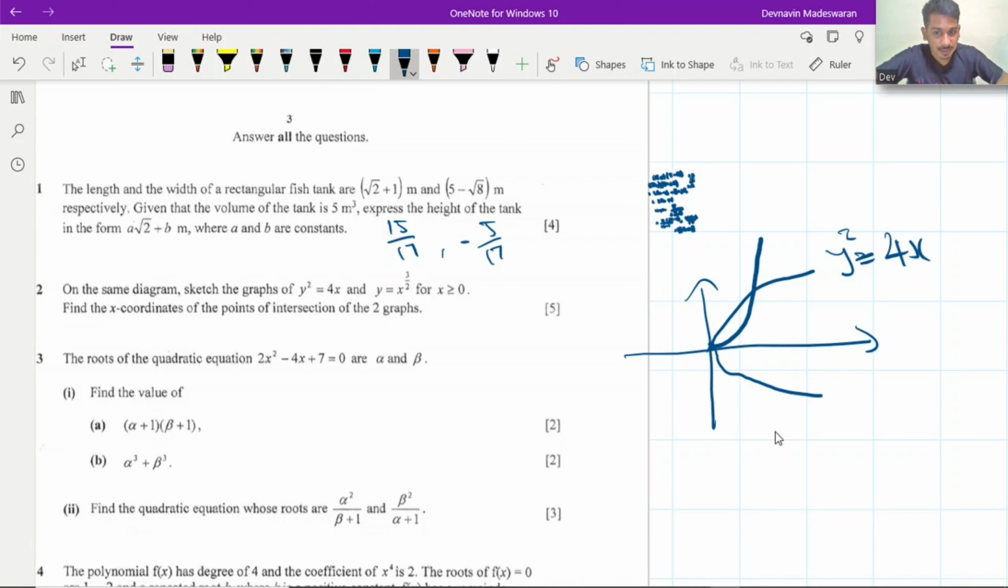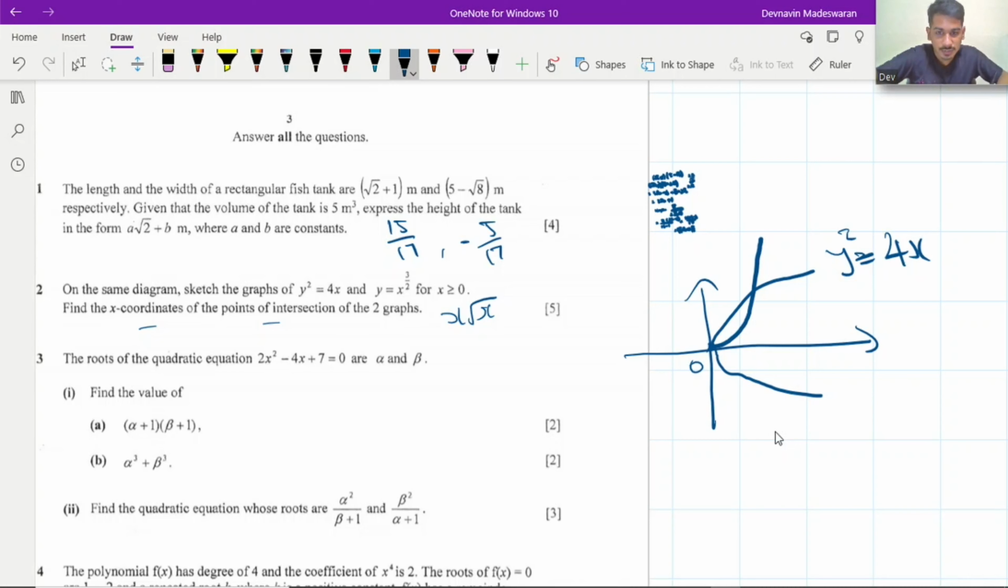And when x is negative, we can't have a negative value, right? Because this is like square root x times x, and we can't have a negative value for that. So therefore we won't have any negative value. So these are the two intercepts that we have. Find the x coordinate of the intercepts. So we know 0 is one of them.